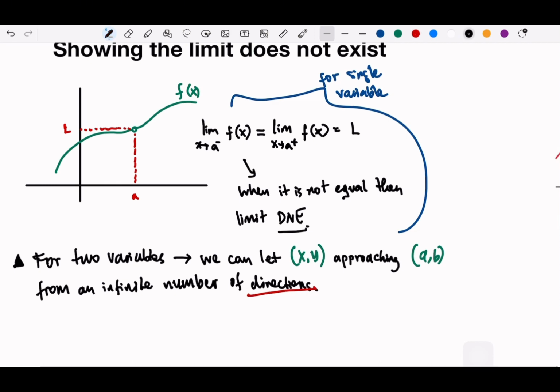So what should we do then? We need to make a reference.